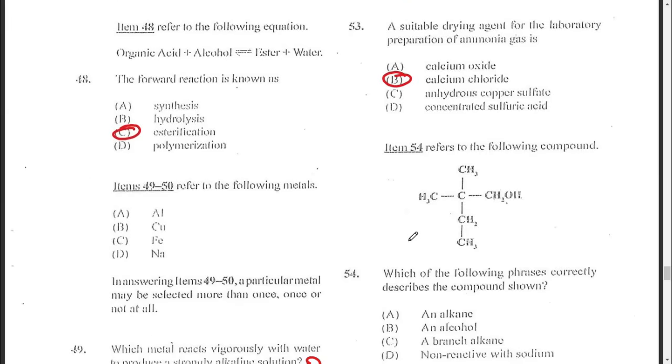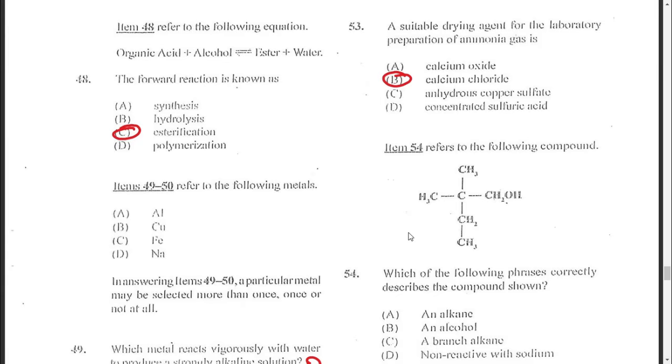Item 54 refers to the following compound. When you're naming compounds that have different functional groups, ensure that the functional group given the lowest priority is named as an attachment. Because it's an alcohol, we start naming from the carbon that has the alcohol group, giving the alcohol group the lowest number. Always count in the direction that gives the attached group the lowest number.